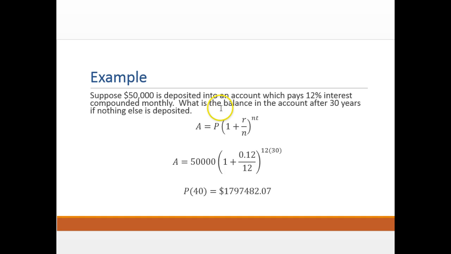So suppose $50,000 is deposited into an account which pays 12% interest compounded monthly. What is the balance in the account after 30 years if nothing else is deposited? A equals P times 1 plus R over N to the NT. P is 50,000. 1 plus 0.12 divided by 12, to the 12 times 30 power. And this gives us $1,797,482.07. The biggest factors in here are time, and the interest rate is fairly significant at 12% per year.